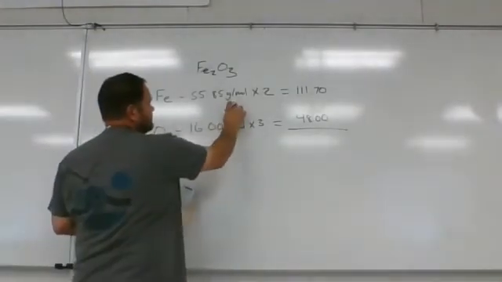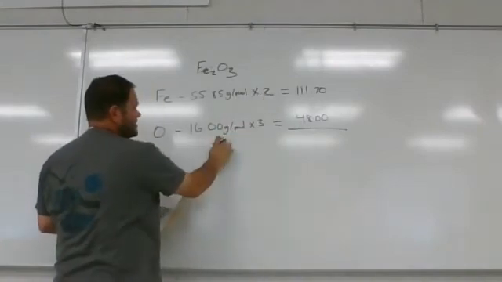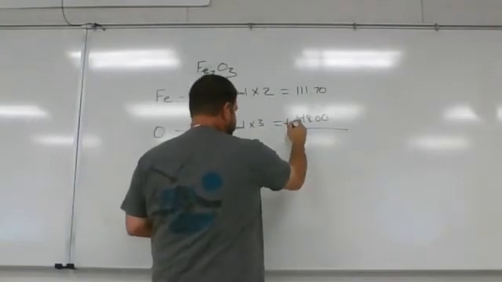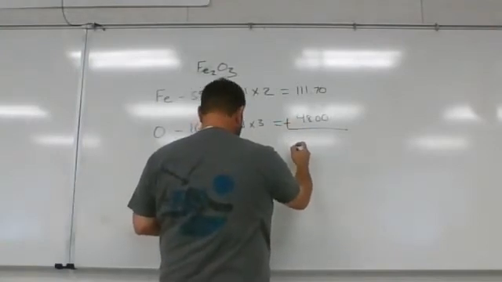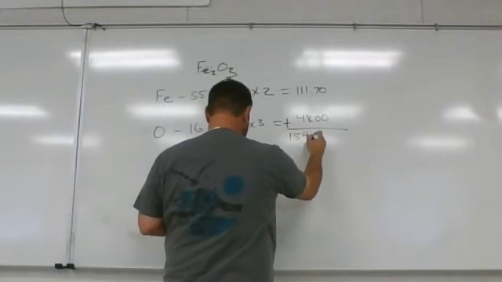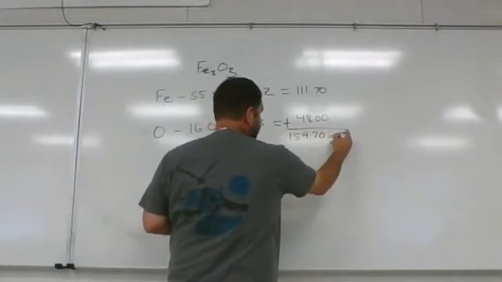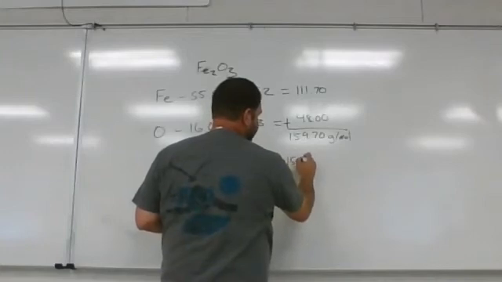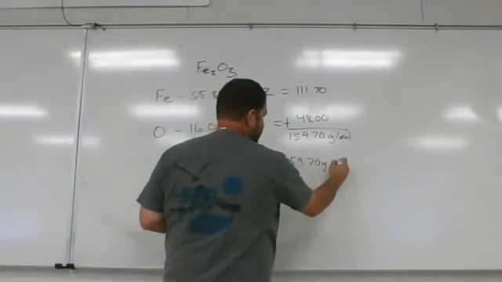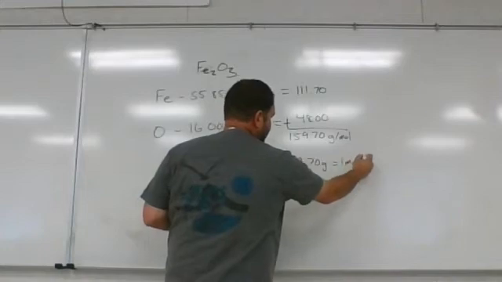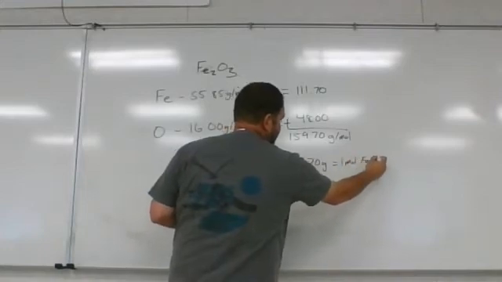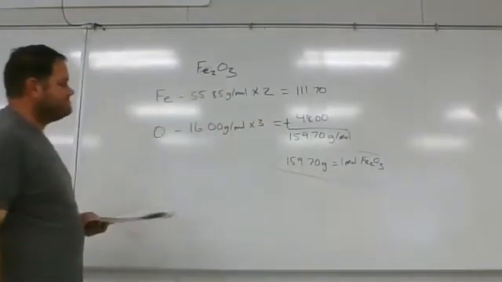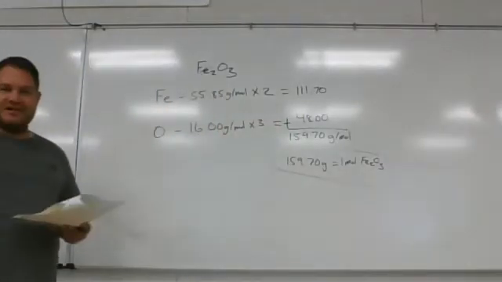Molar mass of iron multiplied by 2, molar mass of oxygen multiplied by 3. Now I just need to add these two, right? So I have 159.70 grams per mole, and I add them up, okay? Or 159.70 grams is equal to 1 mole of iron oxide, okay? So there's my molar mass, okay? Pretty easy. Not too bad, hopefully.